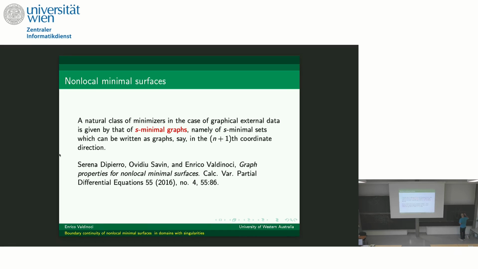And so if the external datum is a graph, the corresponding S-minimal set is also a graph. And so it's an S-minimal graph.